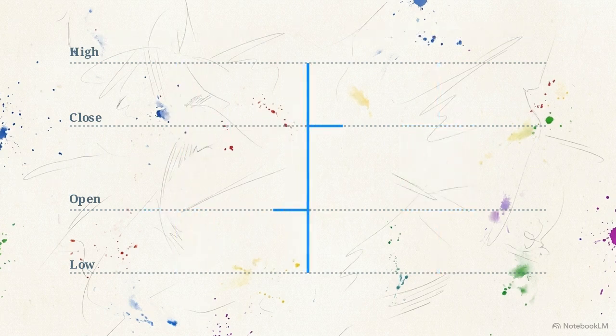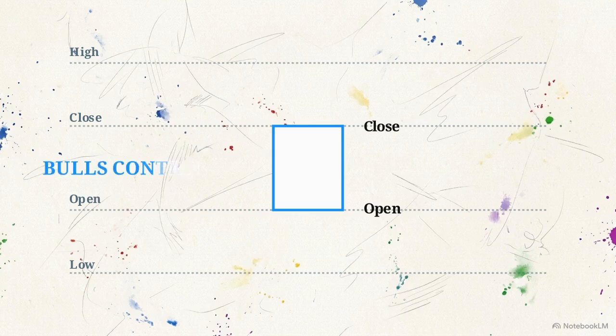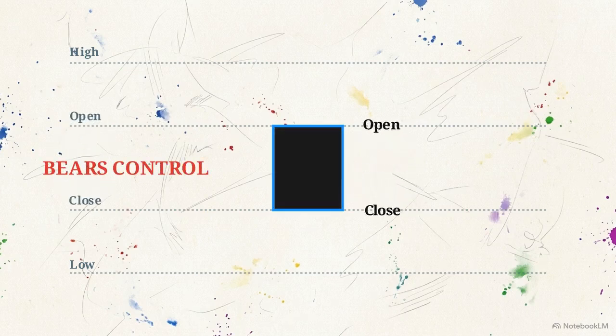The central real body reveals market control. In a white candle, the bottom is the open, the top is the close. Bulls control. In a black candle, the open is the top, the close is the bottom. Thin shadows represent intraday highs and lows. By focusing on the shape and color of that real body, you turn raw numbers into an immediate, intuitive map of market psychology.